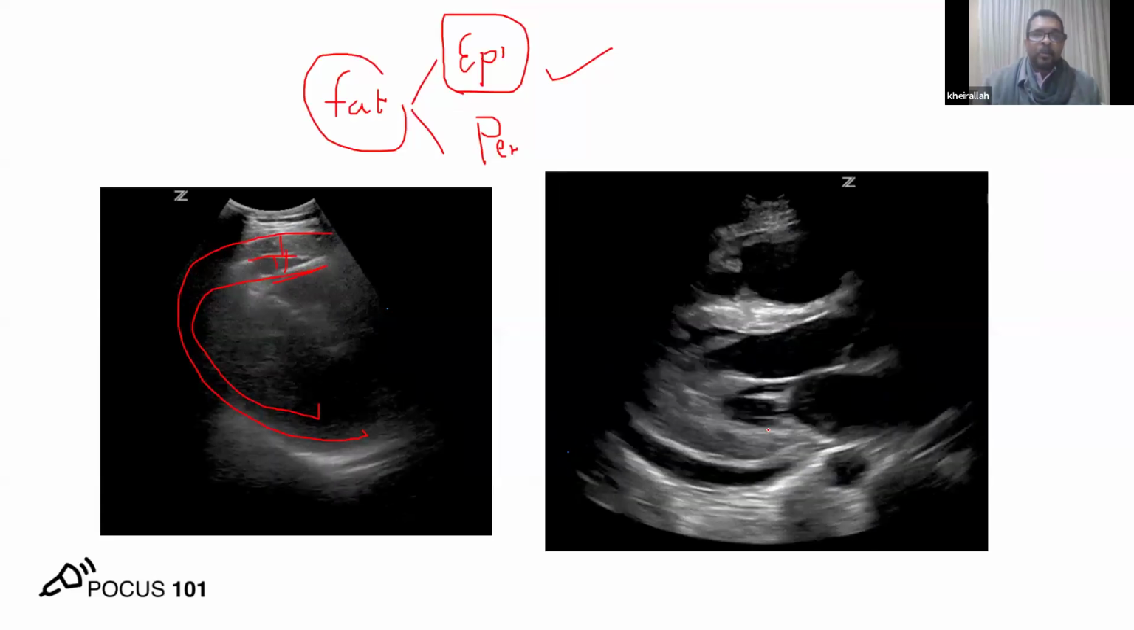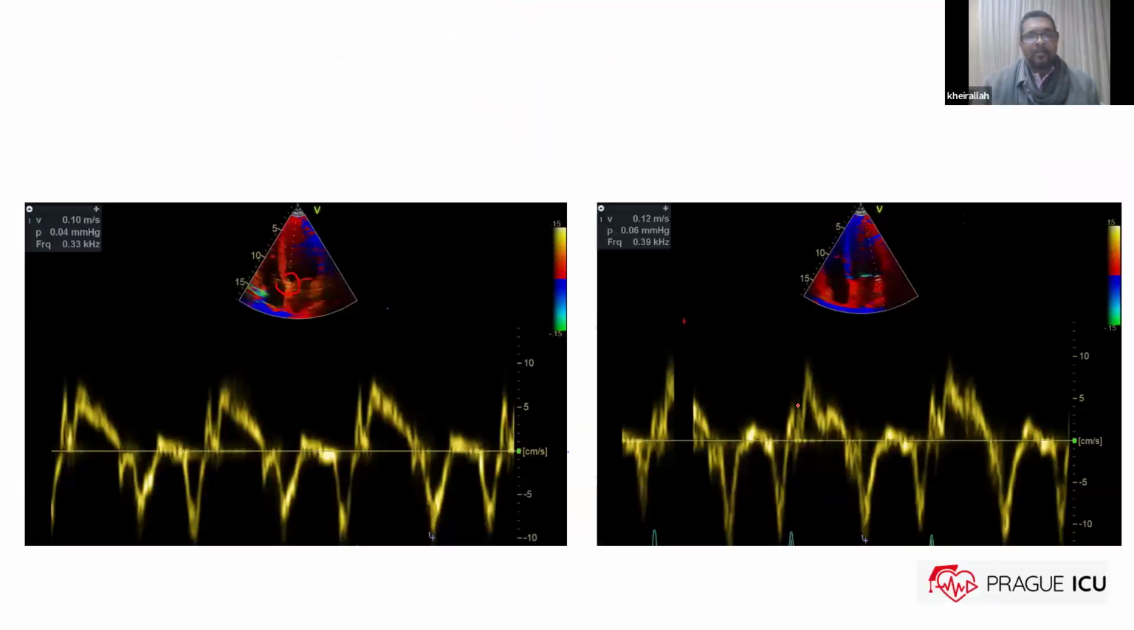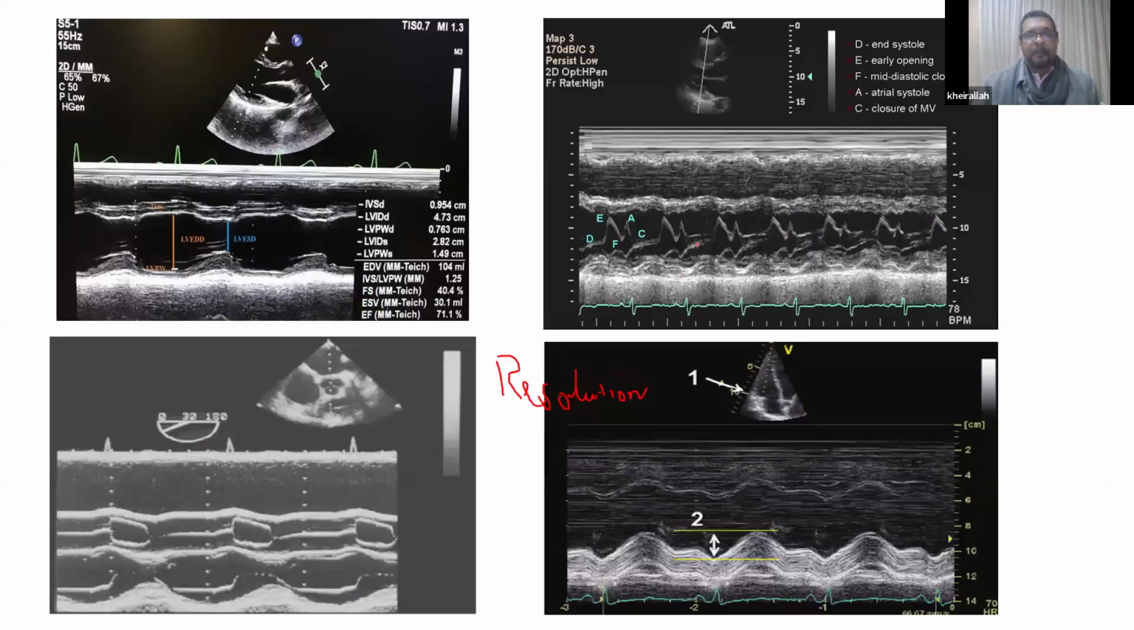But if I put M mode along the mitral valve, that's what I'm going to see. It opens, it closes, and it opens again and then closes. So it shows me an additional motion that I couldn't appreciate visibly when I look at 2D. Yes? So M mode gives us an idea about the subtle, detailed motion of the walls and valves much better than 2D.